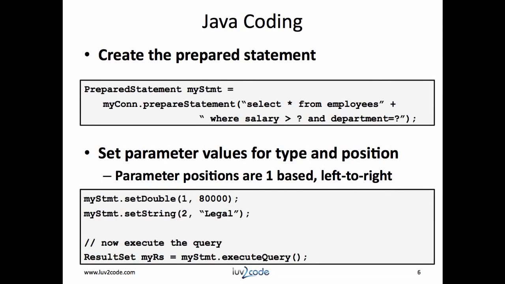Now let's look at adding Java code. You'll create a prepared statement by calling the constructor and passing in the SQL. Then when you're ready to execute the statement, you'll set the parameter values. The parameter values are set based on their data type and position. The parameter positions are one based, starting left, going to right. Here we set the parameter value for salary and department. Then we execute the query by calling execute query. That's it. It will return a result set, and we can process that result set in its normal fashion. Notice there's no need to provide the SQL since it was already provided earlier when we created the statement.